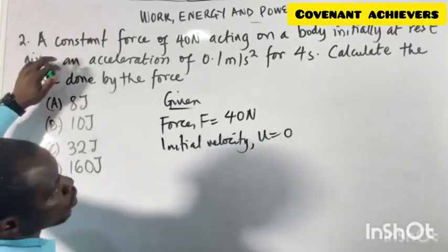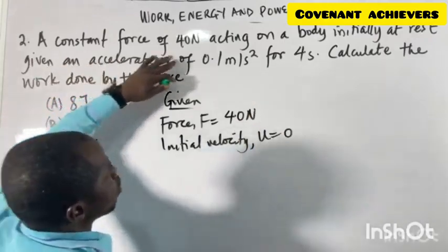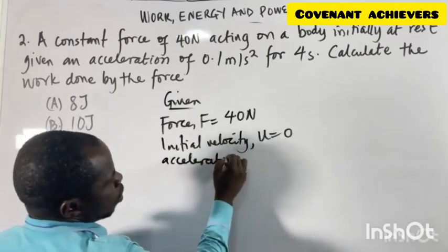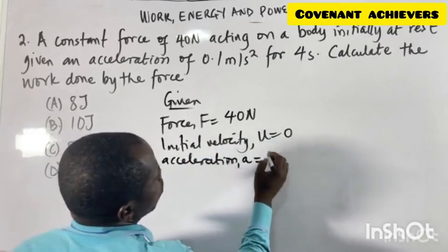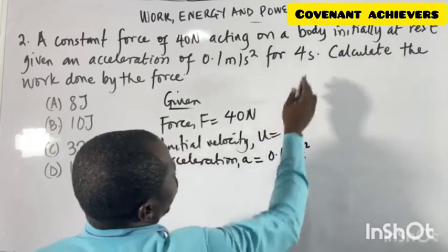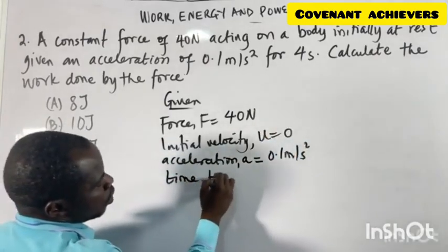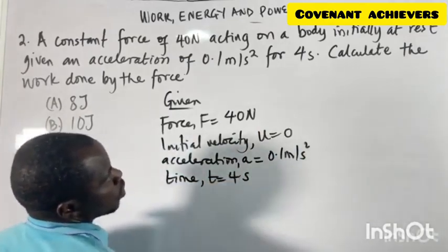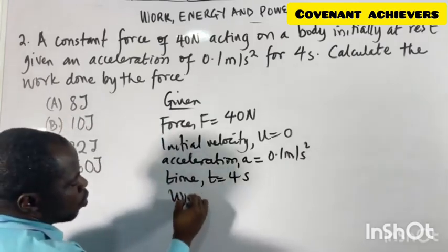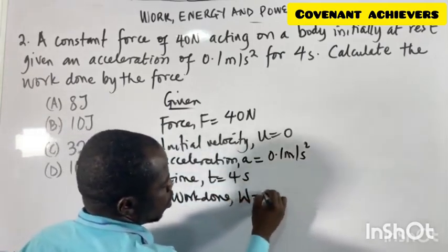Initially at rest, given an acceleration a equals 0.1 meter per second squared for 4 seconds. Time t is 4 seconds. Calculate the work done by the force. Work done, that's W, is unknown.